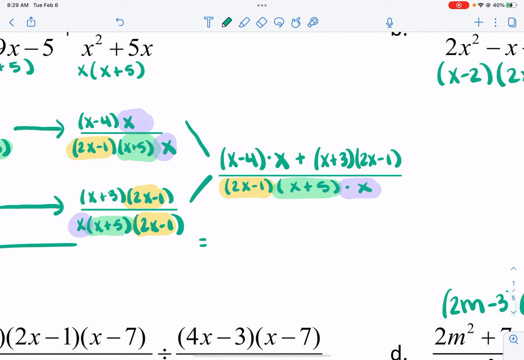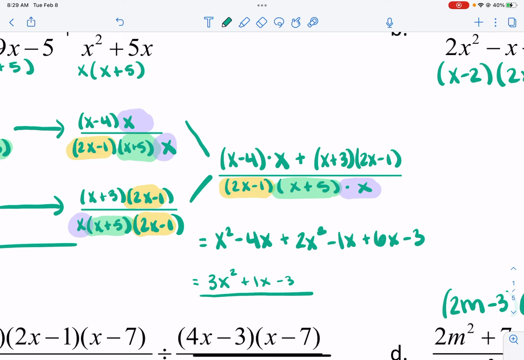As we simplify this, I'm going to take x and multiply that. So we've got x squared minus 4x. And then when I multiply these two together here using our box method, I get 2x squared minus 1x plus 6x minus 3. Before I rewrite with the whole denominator, let's just simplify that. So put together like terms. That'll give us 3x squared plus 1x minus 3 all over. Now I'm actually going to multiply all of these together as well, leaving us with 2x cubed plus 9x squared minus 5x.